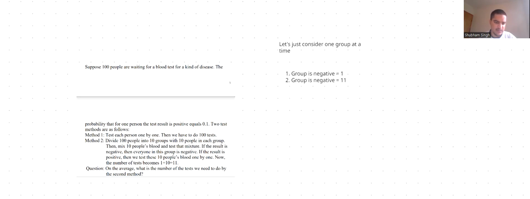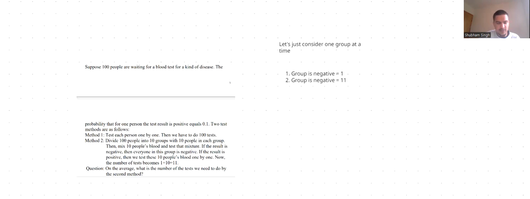And the second method involves dividing 100 people into 10 groups with 10 people in each group and then mixing their blood into a pool and then testing that mixture. And if that mixture turns out to be positive, then we do 10 more tests on each individual. So in case the pool turns out to be positive, we would need to do 11 tests. And if it's negative, then we just need to do one test. So you can see that this is clearly the more efficient method.